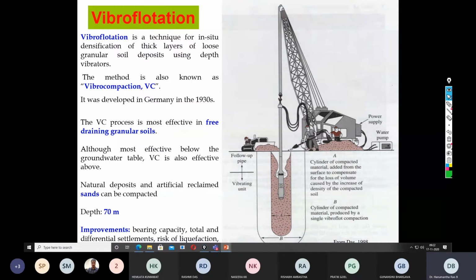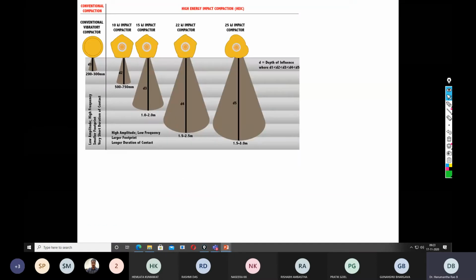The basic principle of any ground improvement technique is to improve the bearing capacity and decrease either the total or differential settlement, and improve subsequent engineering properties like liquefaction resistance and so on. So let us try to understand when and where vibro flotation is ideal.